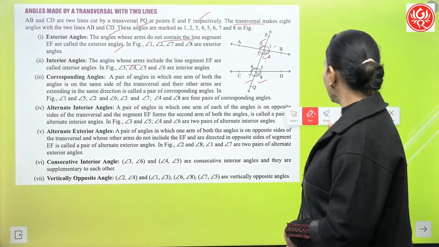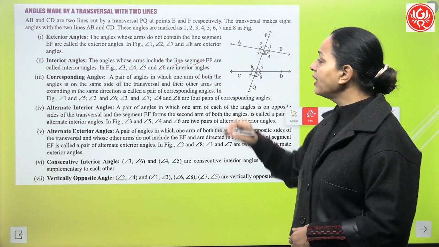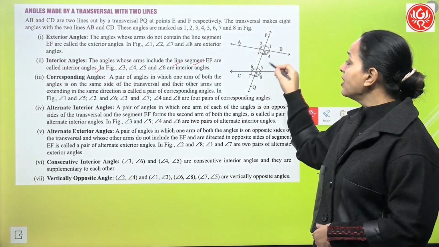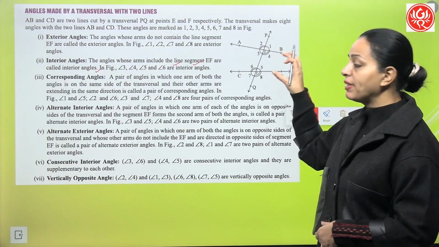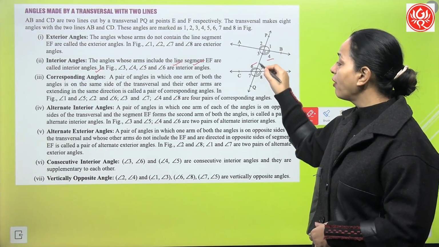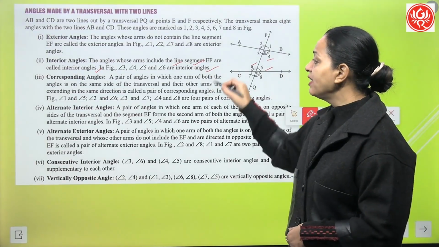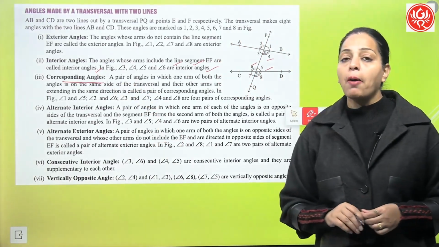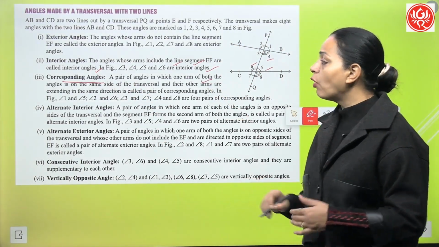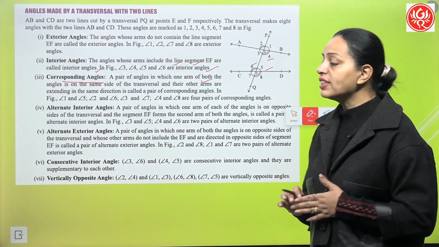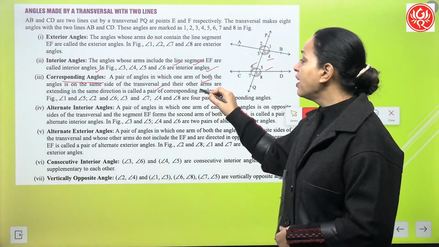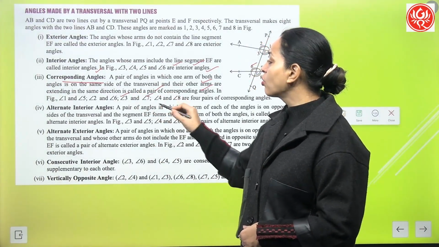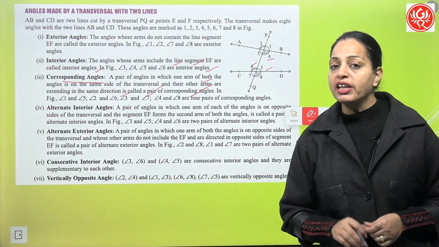The angles whose arms include the line segment EF are called interior angles, यानी जो अंदर एंगल्स होंगे लाइन सेगमेंट के अंदर, like 3, 4 and 5, 6. These are interior angles. The next is corresponding angles. A pair of angles in which one arm of both the angles is on the same side of the transversal and their other arms are extending in the same direction is called a pair of corresponding angles.